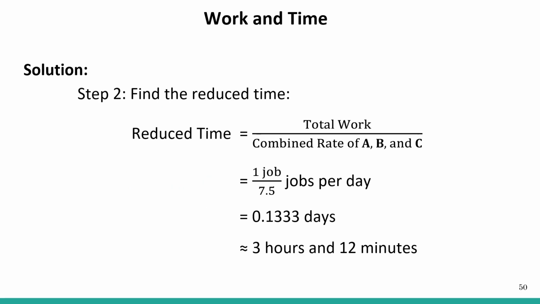That is 1 by 7.5 jobs per day. So finding the reduced time: total work done by combined rate of A, B and C, that is equal to 1 by 7.5, is equal to 0.1333 days. So that is approximately equal to 3 hours and 12 minutes.